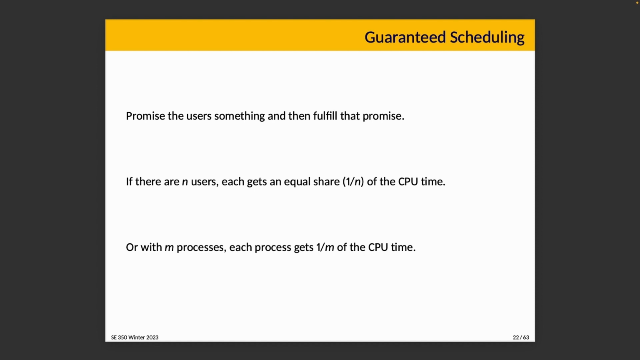It's not nice, of course, if we end up with one person using a disproportionate amount of CPU time. So yeah, we're happy if we can make it more fair. Alternatively, if there are M processes, maybe you look at it at that level instead of per user, where you say, all right, for each of these processes, each of those gets an equal share of CPU time.